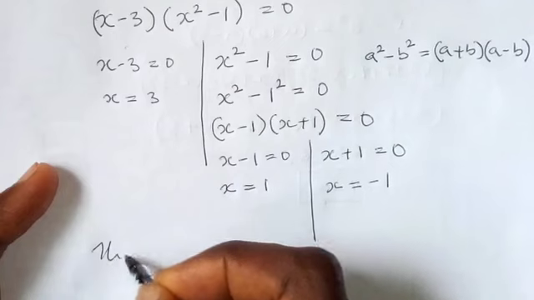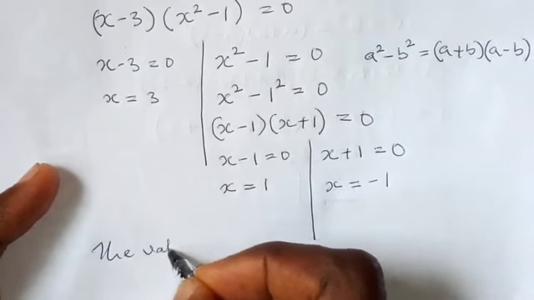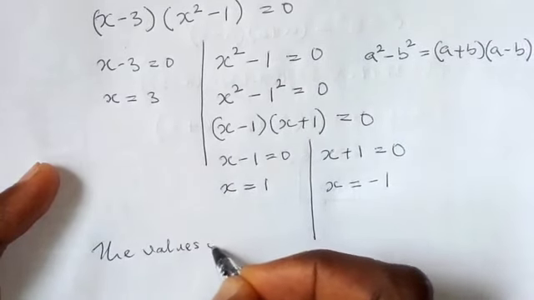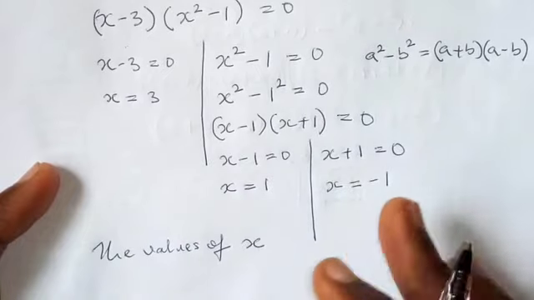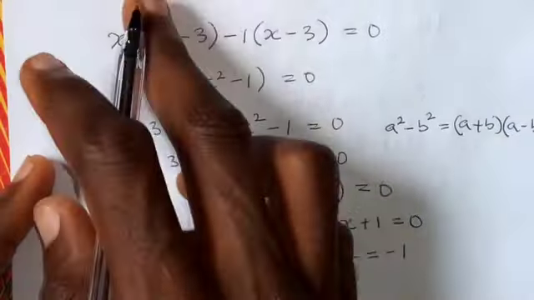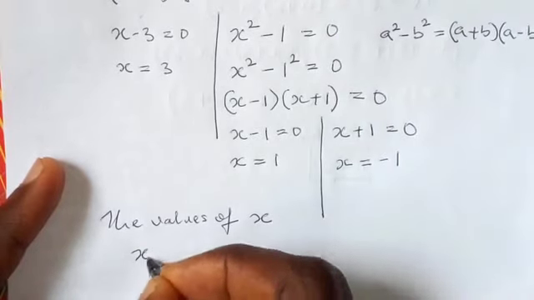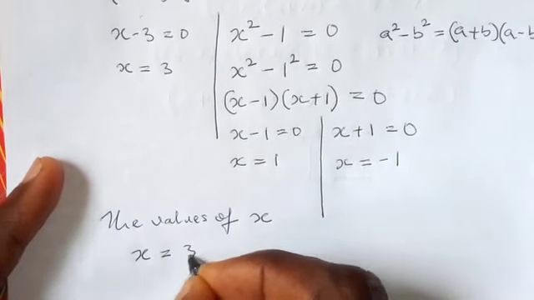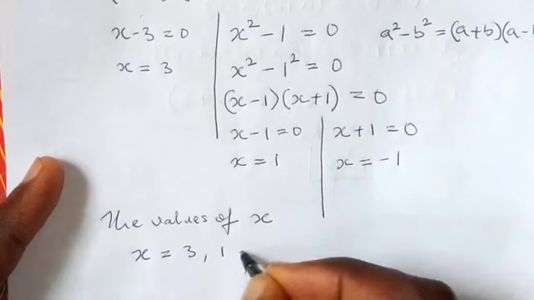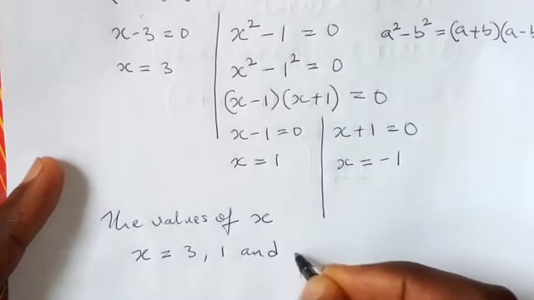So the values of x for this equation are x equals 3, 1, and minus 1.